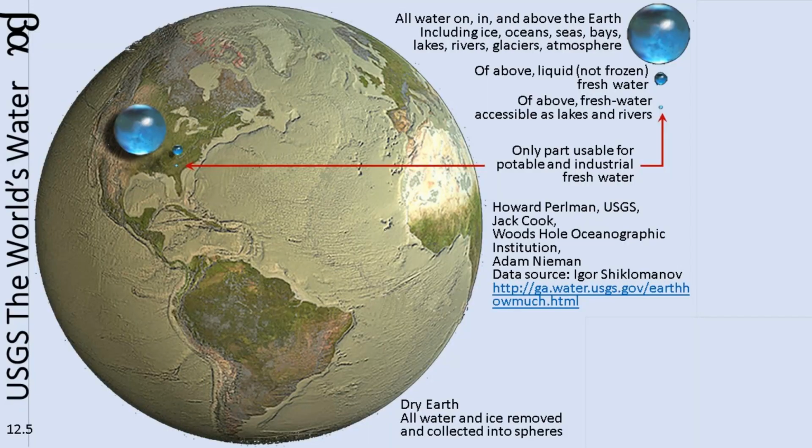This is edited from a graphic on the U.S. Geological Survey website. It shows all water and ice drained from Earth and its atmosphere into blue spheres. It shows how little fresh liquid water of all ice and water on Earth and its atmosphere is accessible and usable for drinking, cooking, showering, and bathing, flushing toilets, cleaning dishes, livestock, agriculture, and industrial processes.